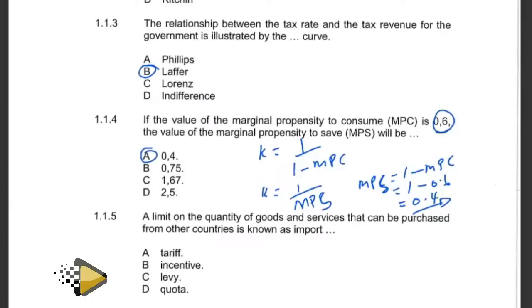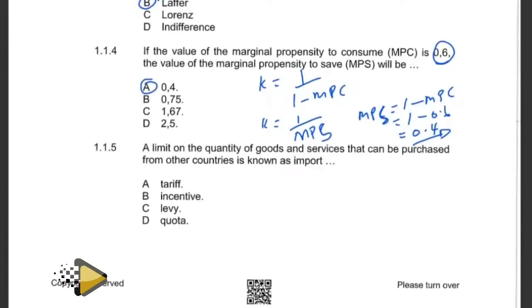Okay, right, grade 12s. So now moving on to the next question, we have 1.1.5, and 1.1.5 reads as follows. A limit on the quantity of goods and services that can be purchased from other countries is known as import dash. Okay, right, grade 12s.